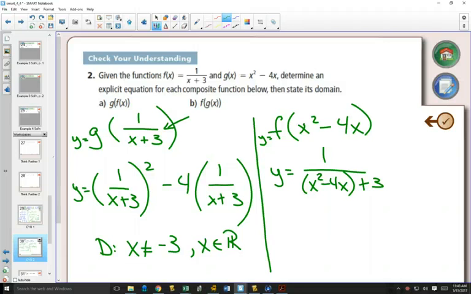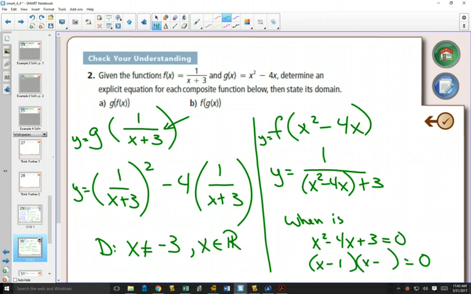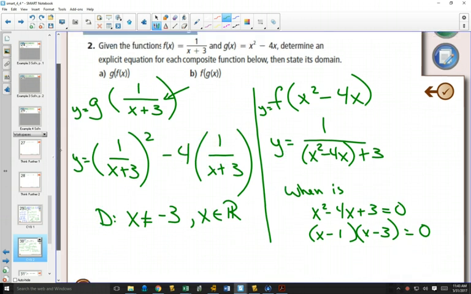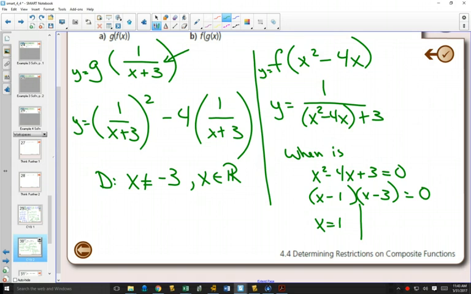The domain of this one, the bottom can't equal 0. So we need to figure out when is x squared minus 4x plus 3 equal to 0. Well, that's a quadratic. If you factor that, the non-permissible values are 1 and 3. So our domain, x can't equal 1. x can't equal 3, but it can equal everything else.